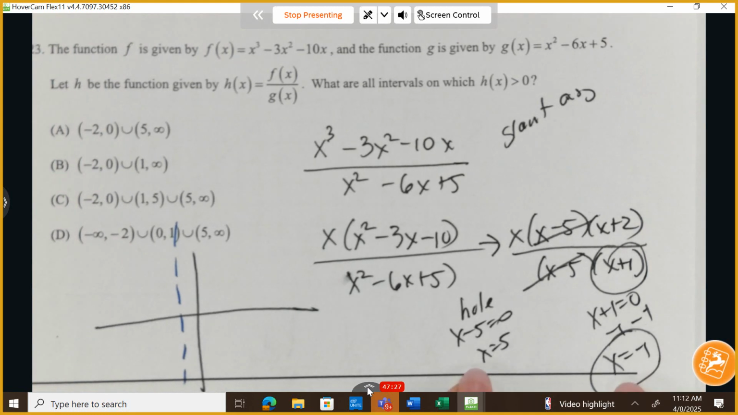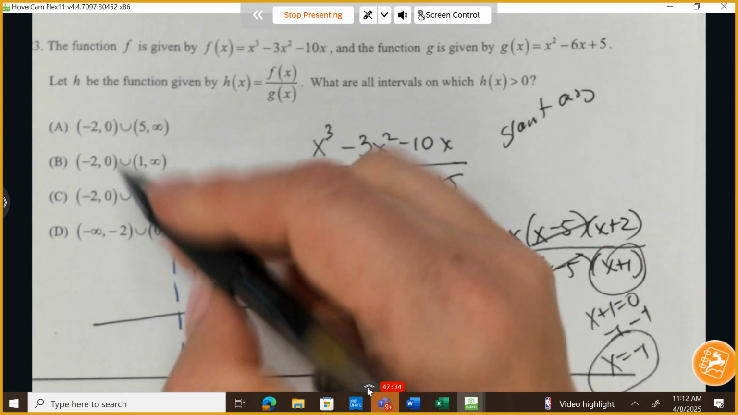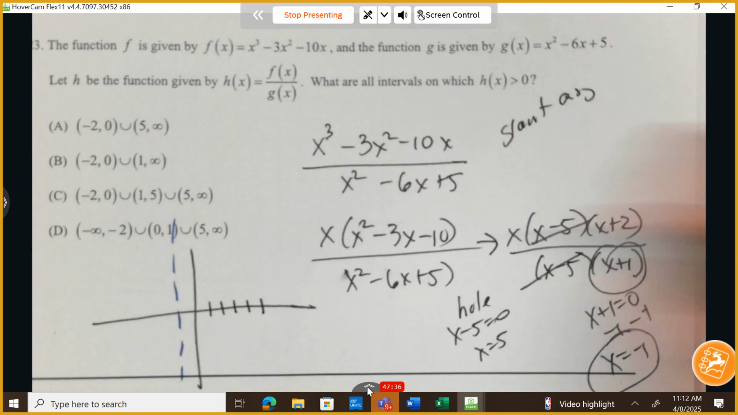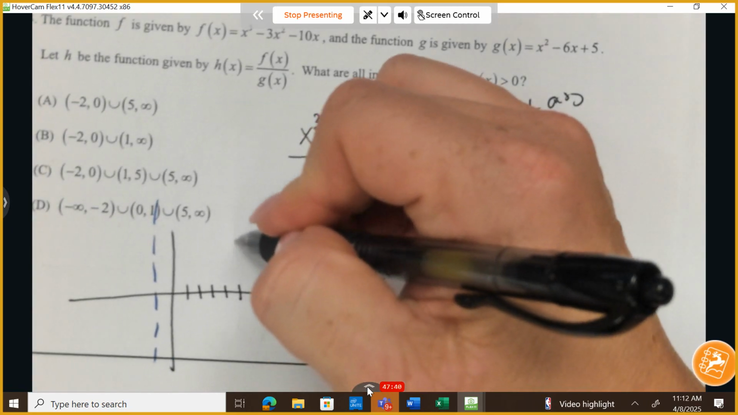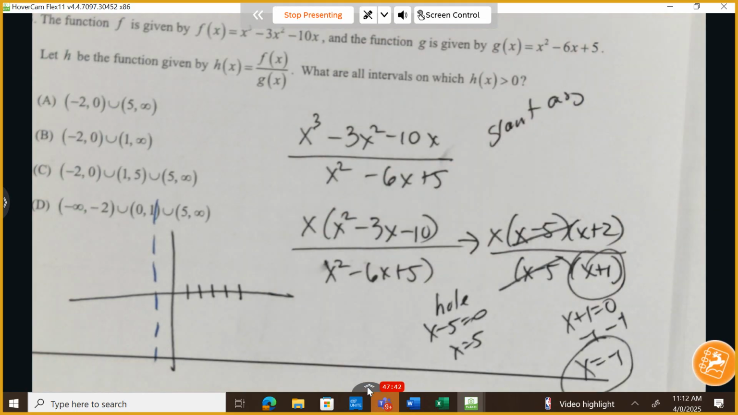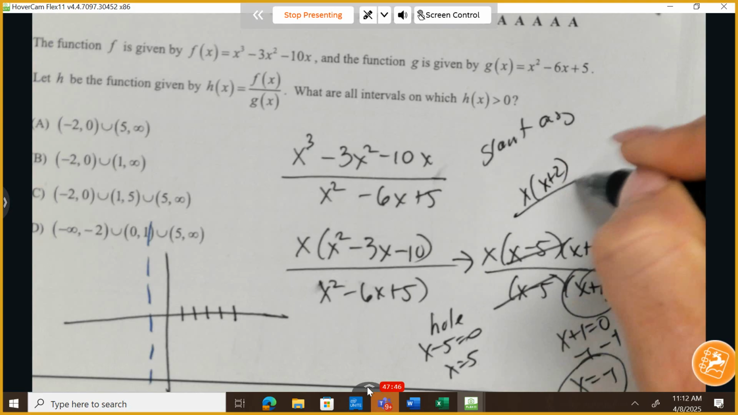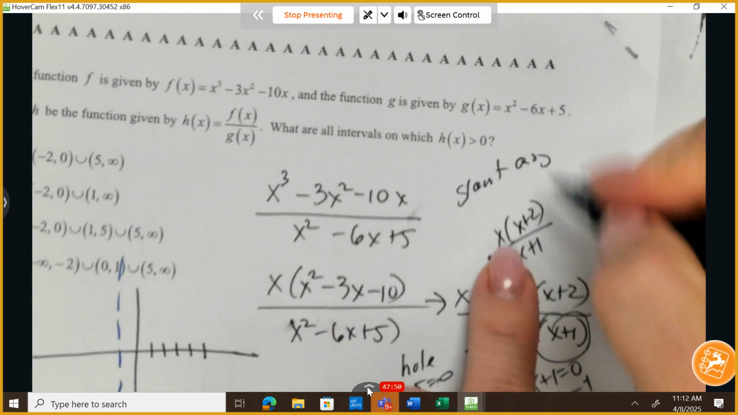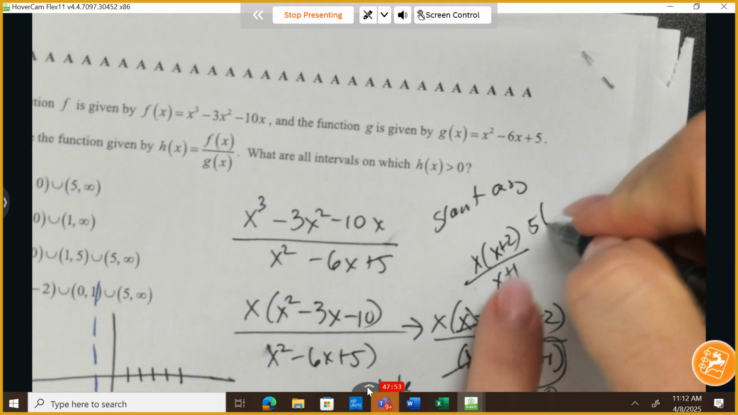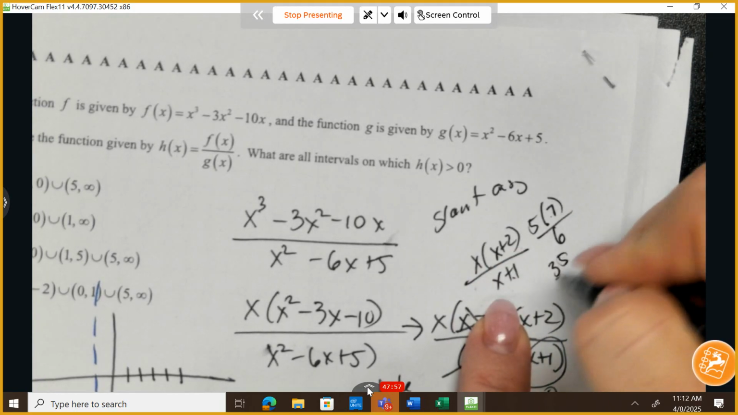Because these are not the same, this also tells me that I'm going to have a hole at 5. So 1, 2, 3, 4, 5. There's going to be a hole. And now you can determine what the y-coordinate is. Somewhere along here, there's going to be a hole in the graph. You can determine the y-coordinate by coming back up to this graph, x times x plus 2 over x plus 1. It's the simplified one, and I can substitute in 5. So 5 plus 2 is 7, and 5 plus 1 is 6. So I have 35 over 6.